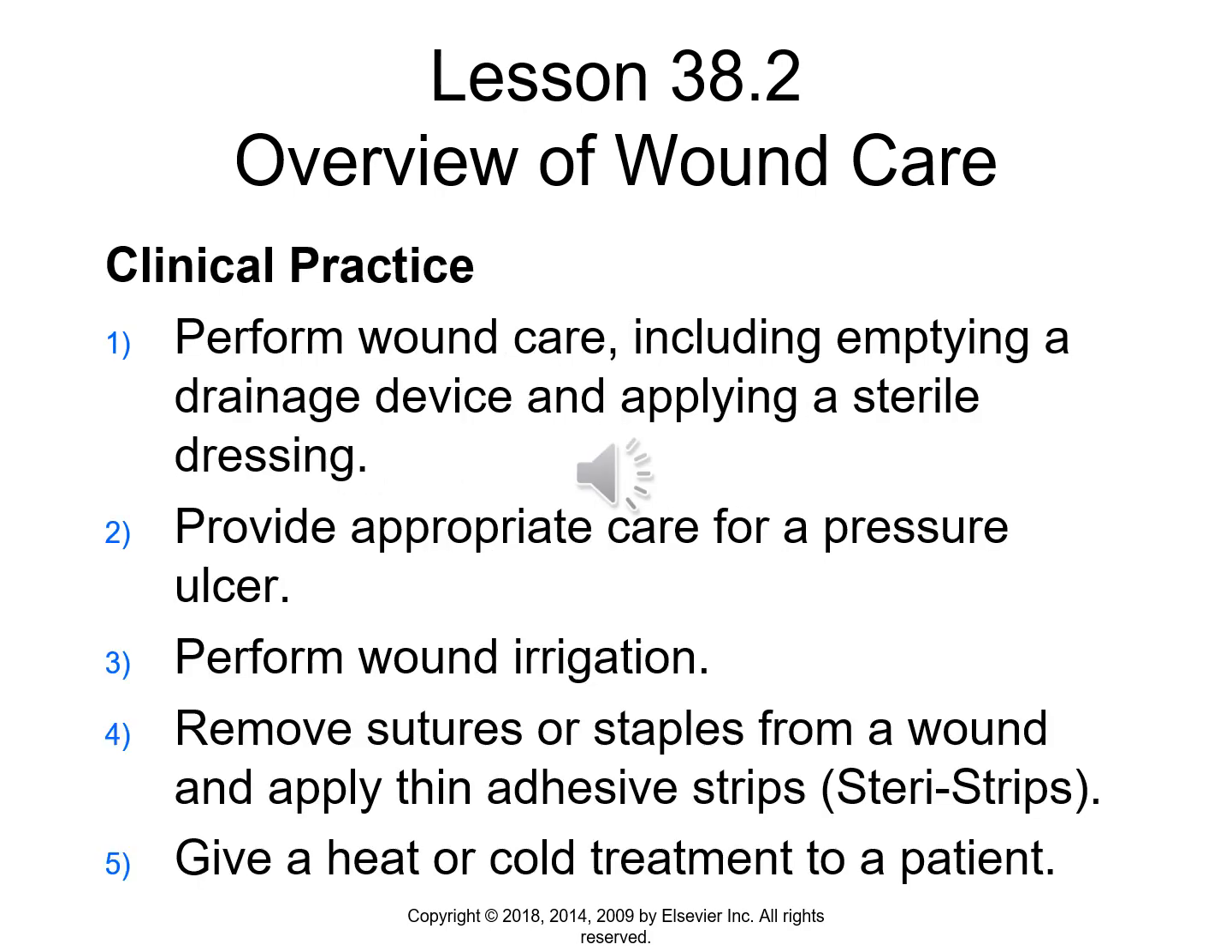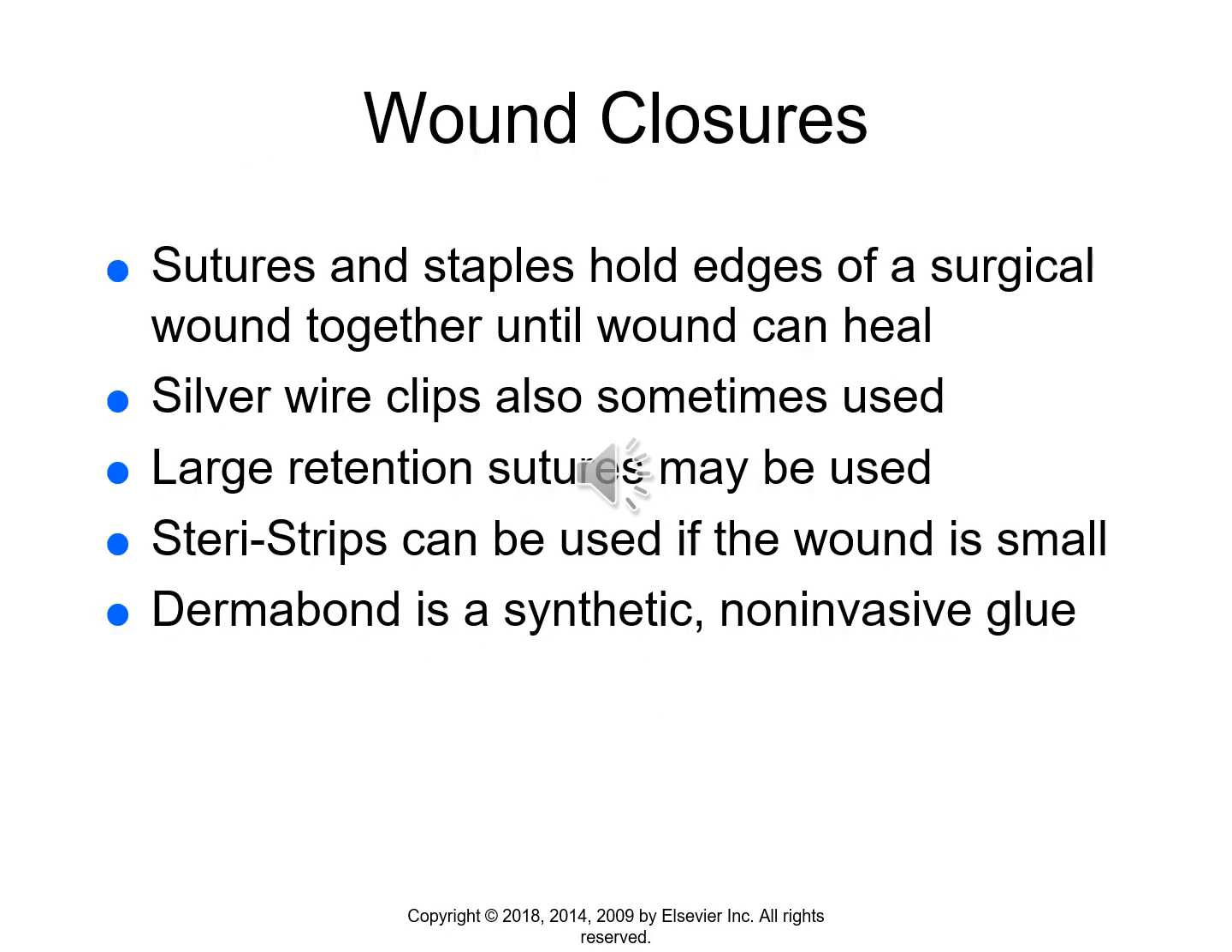These are the clinical objectives for the next section of this chapter. So there are a lot of different ways or types of wound closures that might be used. You're probably most familiar with sutures and staples to hold the surgical wound together until the wound heals. Make sure you watch that video that I've posted on Blackboard on staple and suture removal to see how that process is completed on how to remove that.